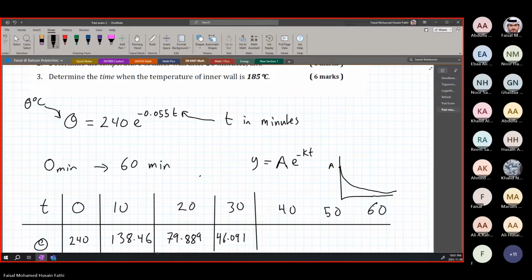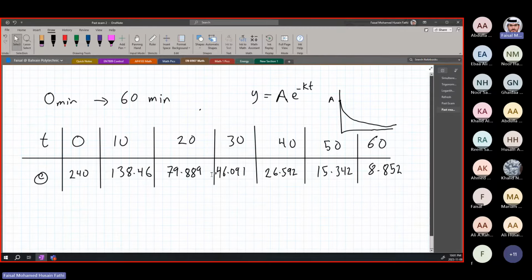Next, 26.592. Next, 15.342. Next, 60, which is 8.852. All right, these are the numbers I got from the calculator.